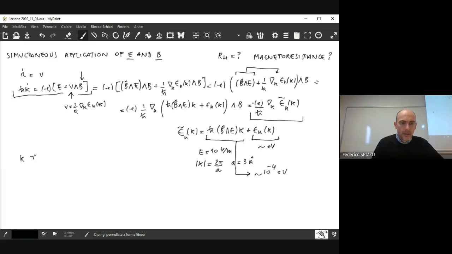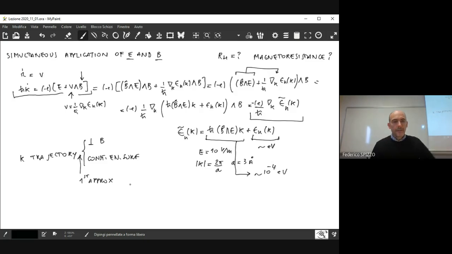we may again consider that the electronic orbit, the trajectory, we consider that the k trajectory is again orthogonal to B and is over a constant energy surface. So as a first approximation, we may say that the orbit is in the plane orthogonal to B, so we have to consider the intersection between the plane orthogonal to B and the Fermi surface, and then we also consider as a first approximation that during the motion the energy along the trajectory is nearly constant.